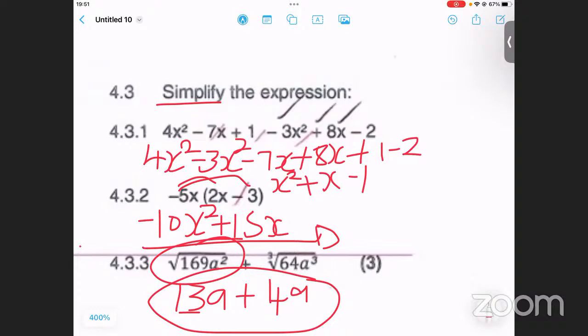Ma'am, I just found the square root and cube root. You could say I used the shortcut. Okay, now I see, ma'am, but I'm missing one step.